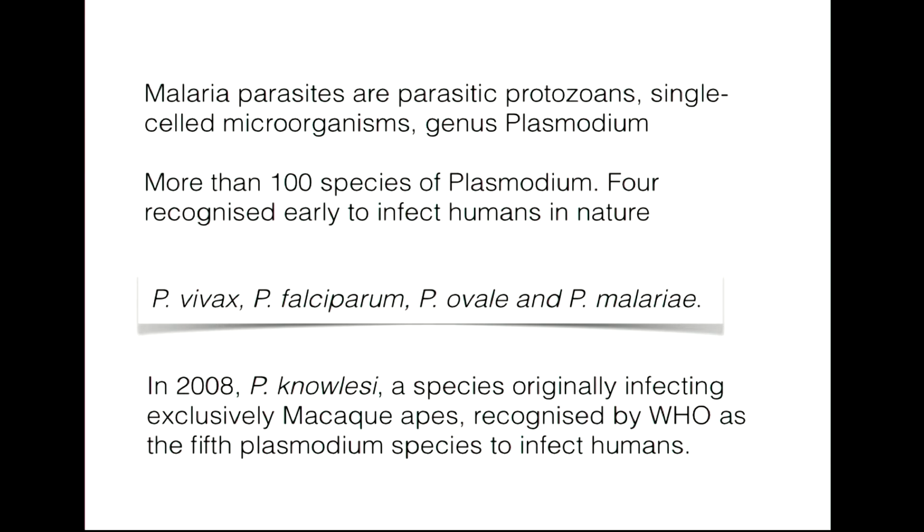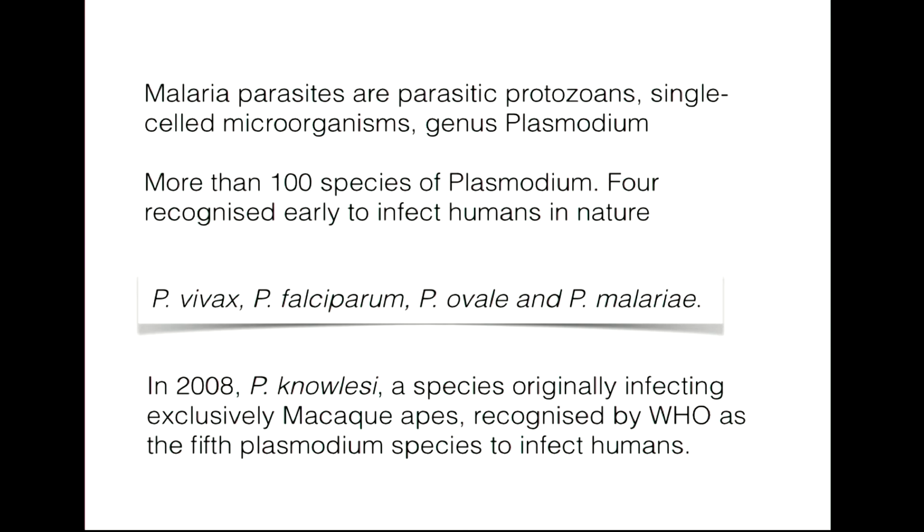A little bit about the parasite. So the malaria parasite is a protozoan, it's a single-cell organism. Its genus is Plasmodium, and there are more than 100 species of Plasmodium, and 4 have been recognized early enough to infect humans in nature. So that's Vivax, Falciparum, Ovale, and Malariae.